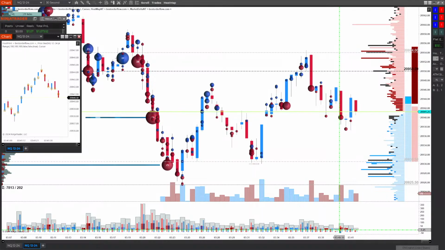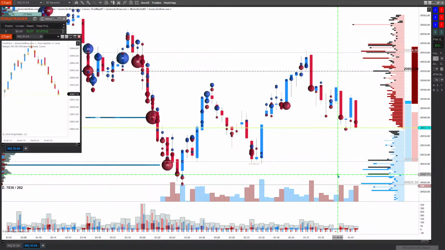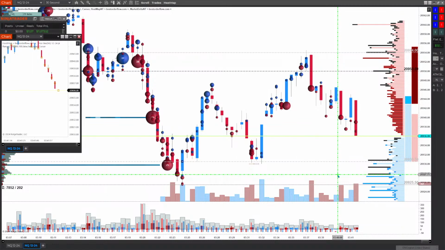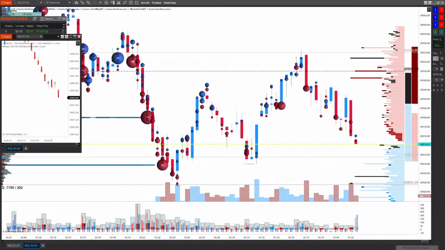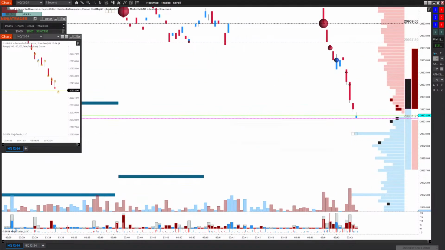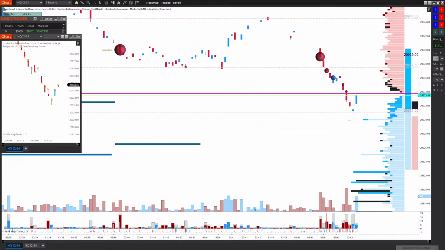Okay, now this is the NQ. The same thing is going on for the ES if you try to trade the S&P. Okay, this is on a 1 second. It's really awesome.